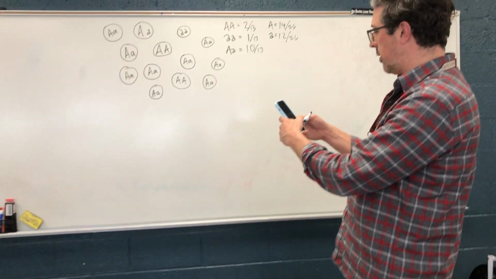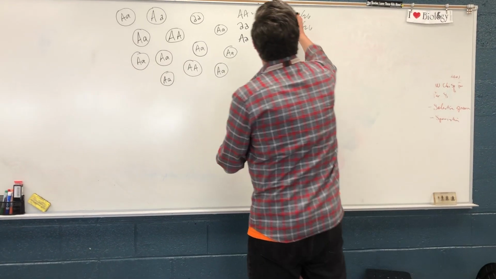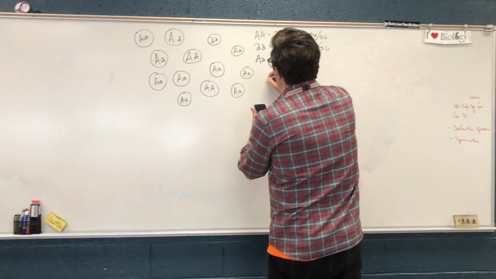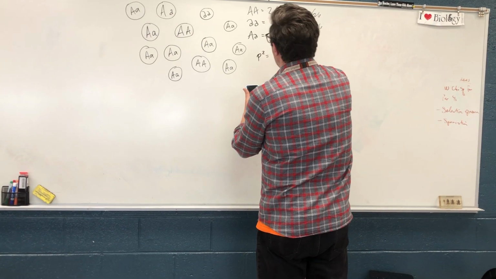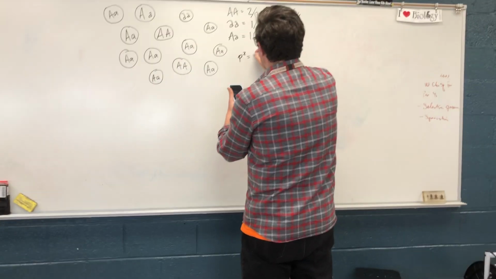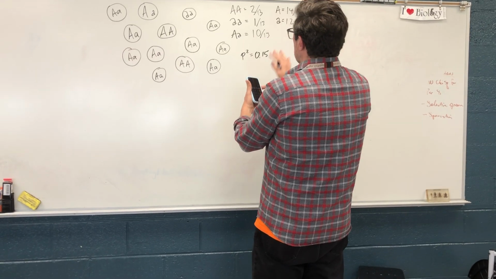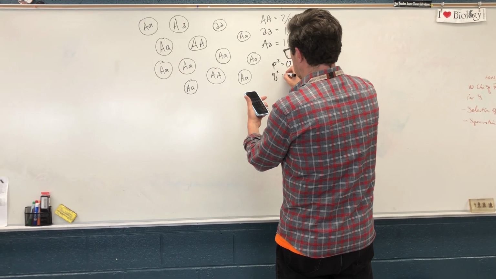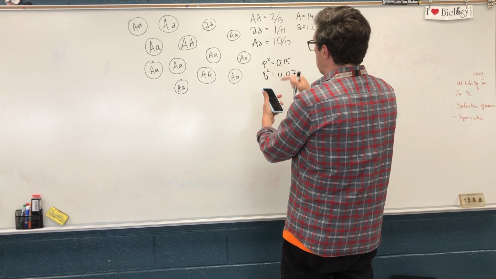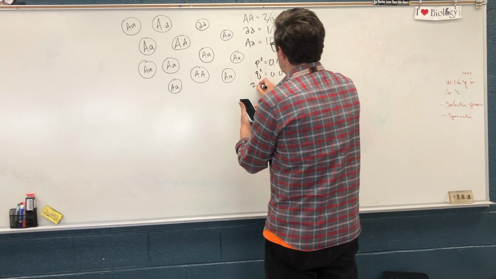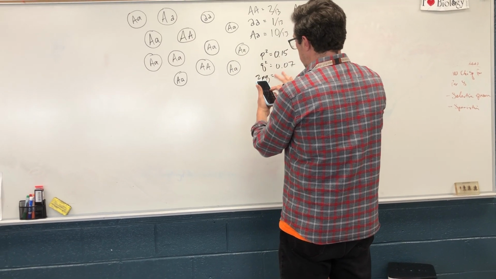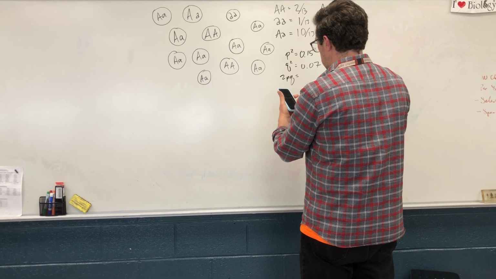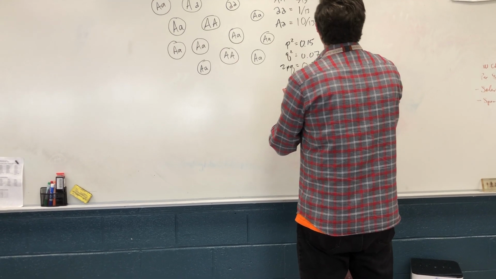So 2 divided by 13 is going to be p squared, right? So I'm just going to put that here. This is what's observed, not expected. q squared would be 1 out of 13, 0.07, and heterozygotes, that's 2pq, would be 10 out of 13, that's 0.76.